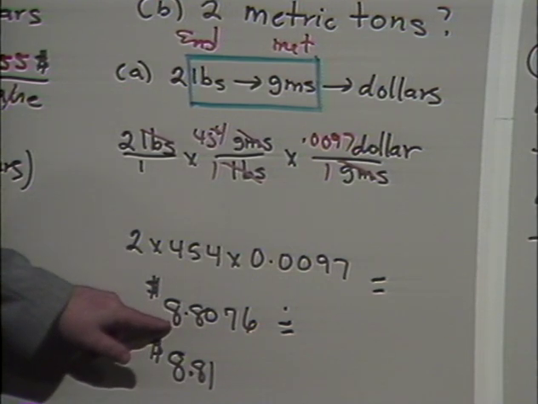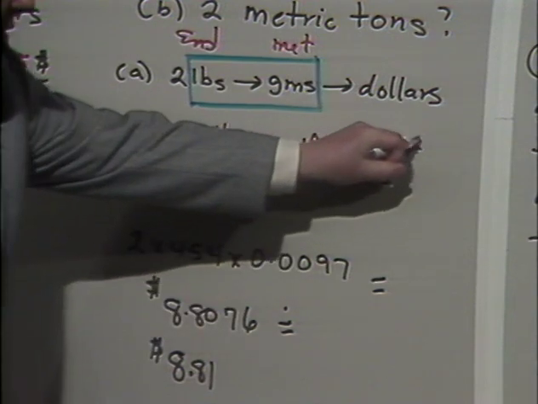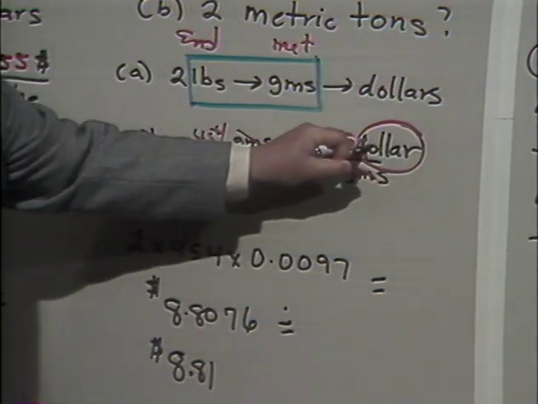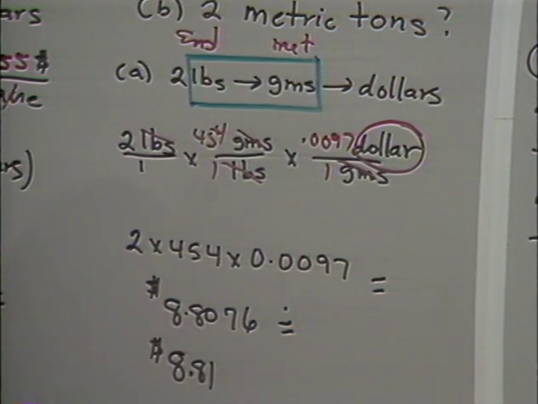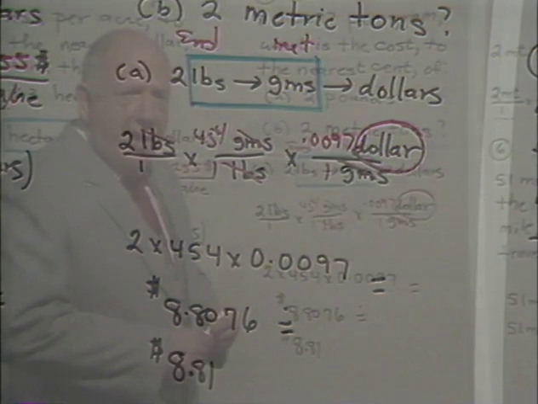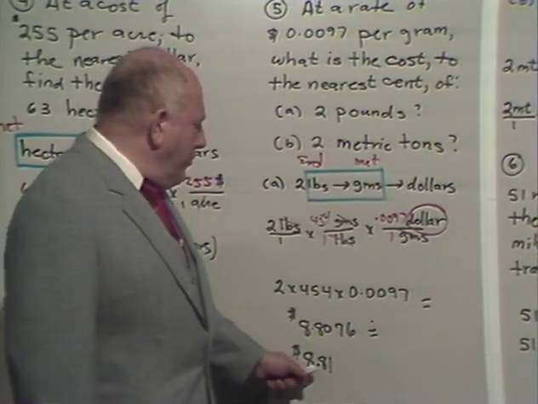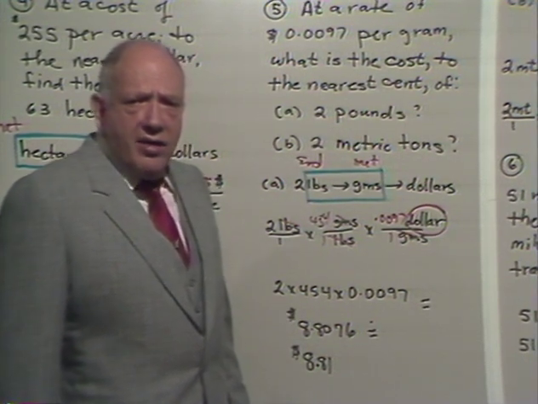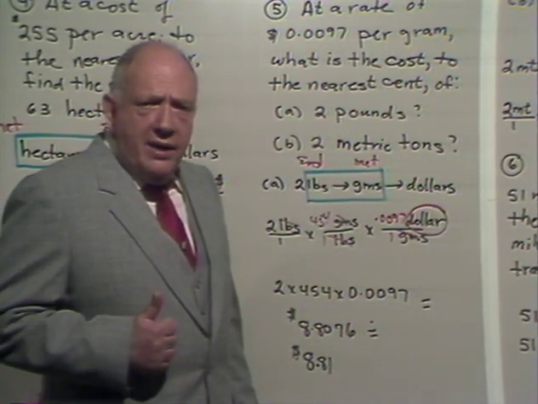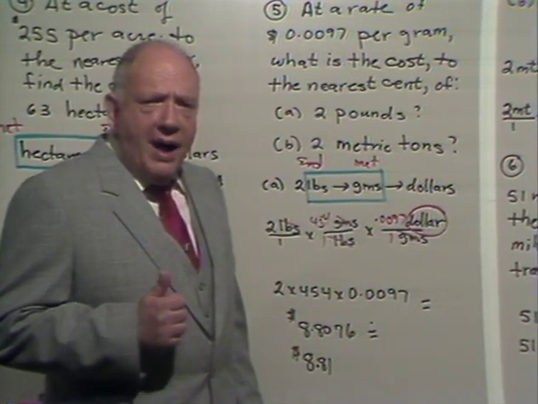And that answer comes out to be 8.8076. But I have to figure out that the label is dollars, you see. And it says rounded off to the nearest cent, so it would be $8.81. You see, it doesn't sound like much per gram, but by the time you've bought 2 pounds, you're spending what? $8.81. Part B is a much simpler problem, in a manner of speaking, because in Part B, we have a very lucky break.